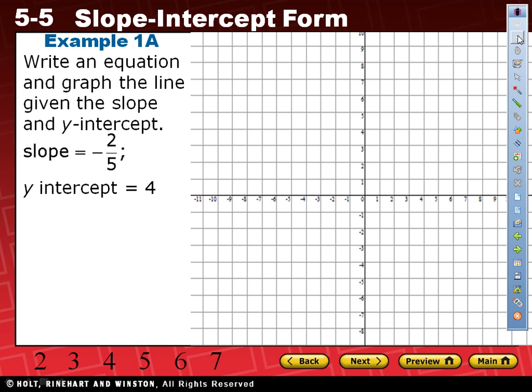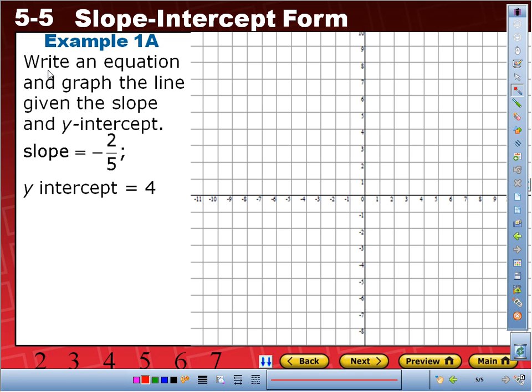In order to address what it says, write an equation and graph the line given the slope and y-intercept, do they give us a slope? Yes. Do they give us a y-intercept? Yes. So to write an equation, everybody look up, please. This is what we write: y equals mx plus b. That's what we write. Because what is this form? Slope-intercept. Are we there so far?